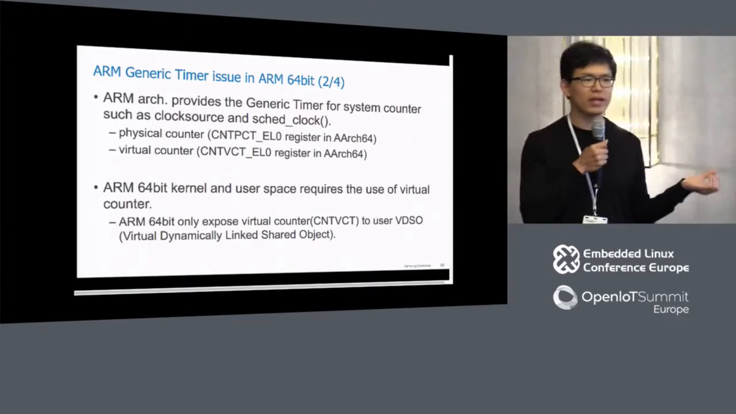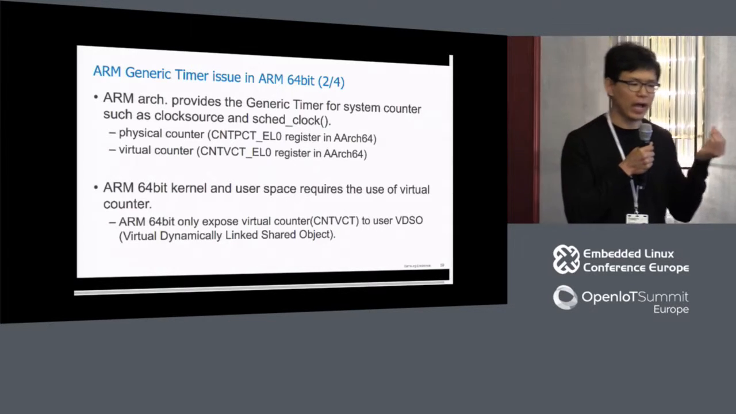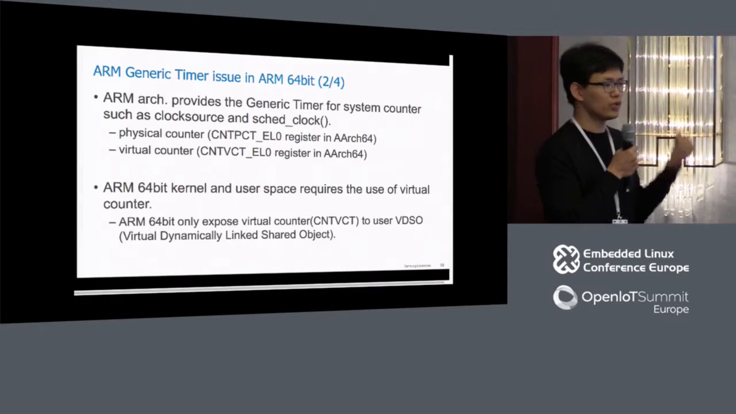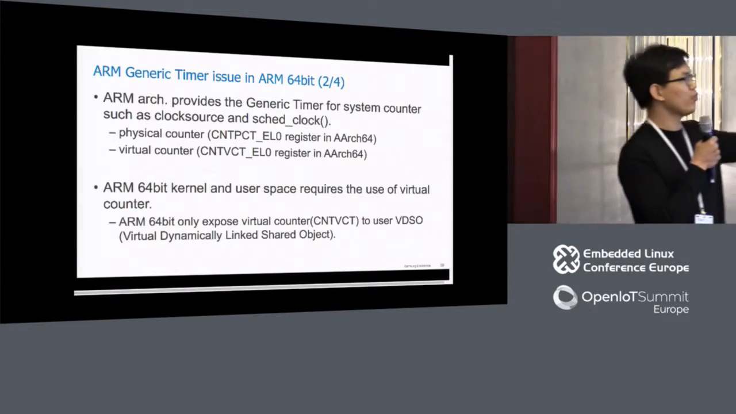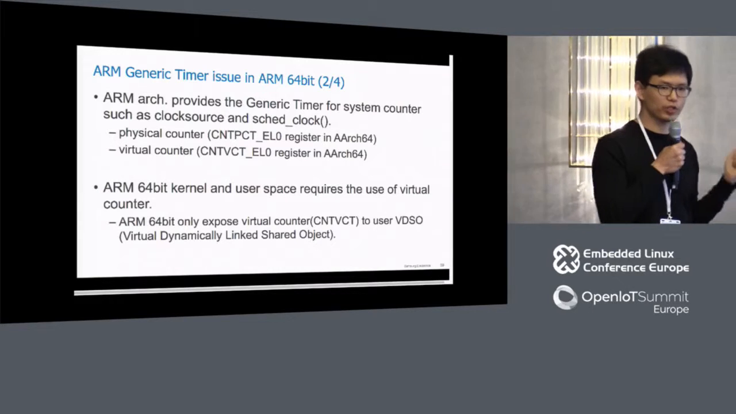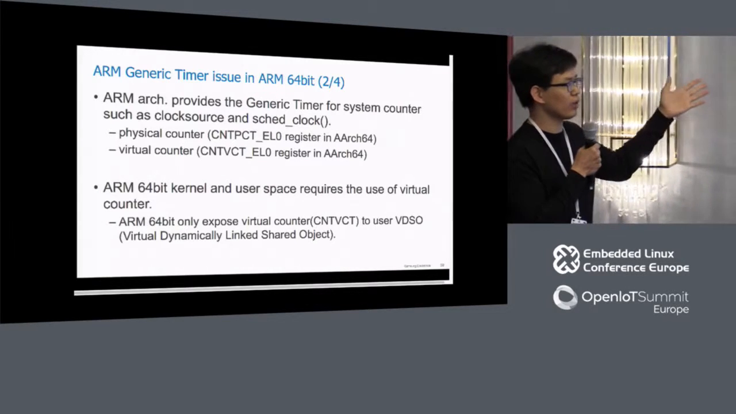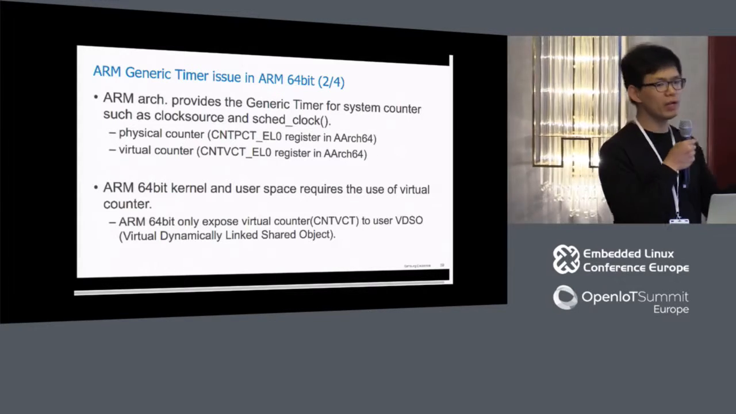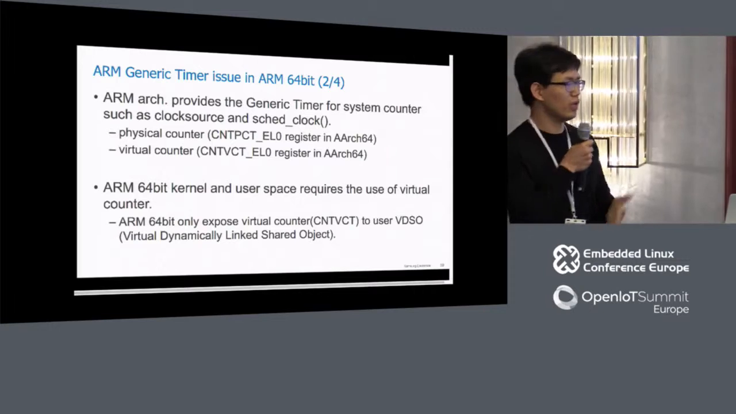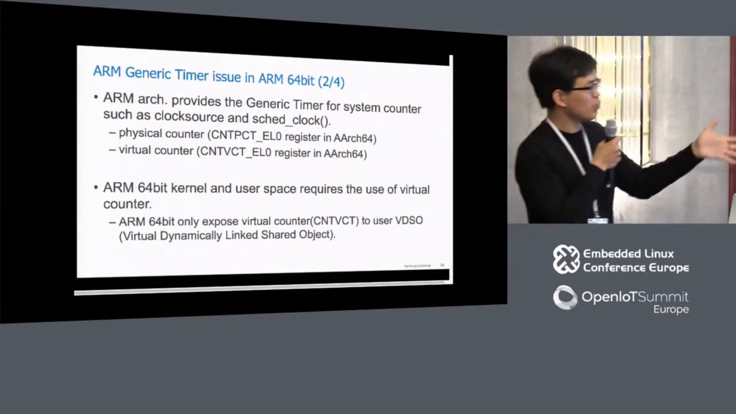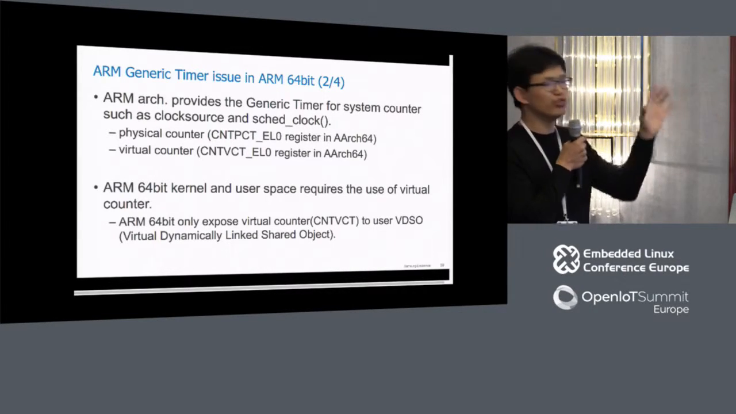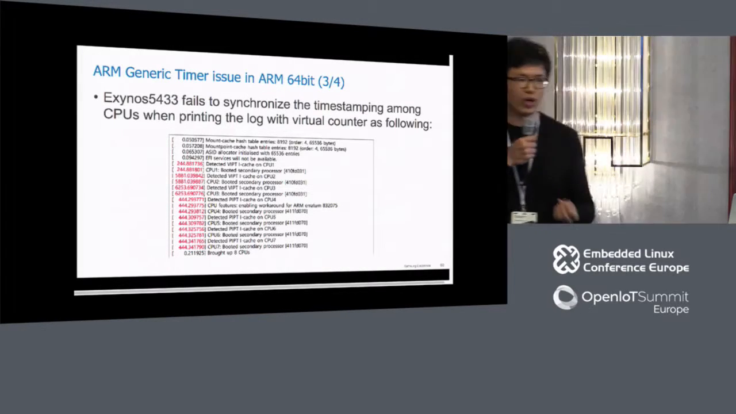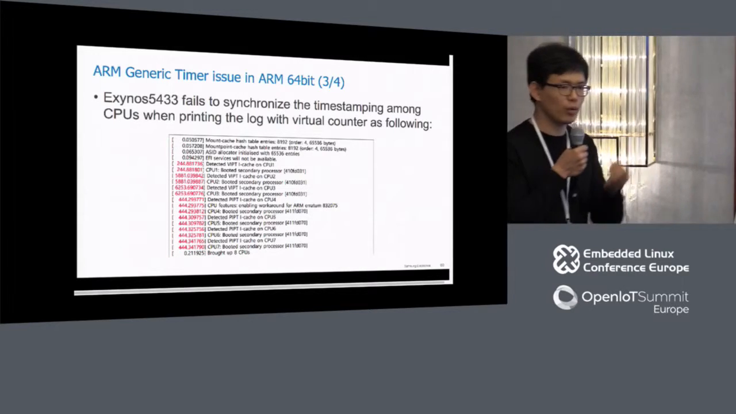So I'm providing the timer IP. The IP name is ARM generic timer, or ARM architecture timer. This timer has two counters, a physical counter and a virtual counter. You can use both counters, but the ARM 64-bit kernel recommends using only the virtual counter because it only exports the virtual counter to the user VDSO. So when I tried to use the virtual counter, I got some issues.